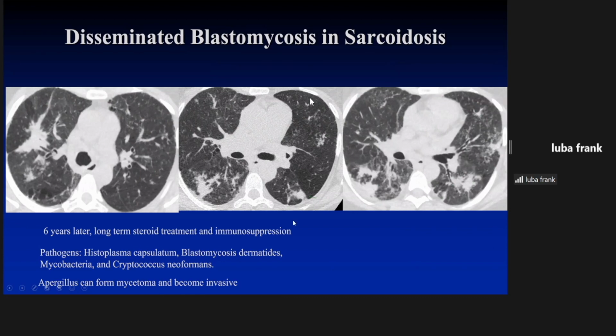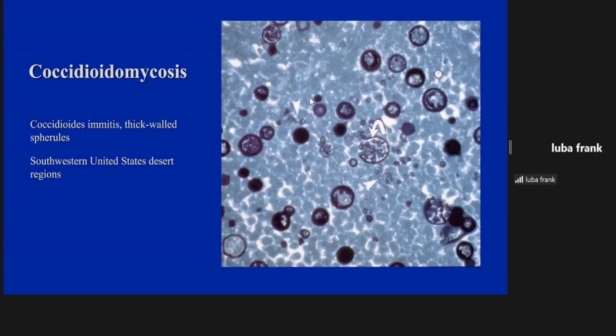If we did not know that this is sarcoidosis, we would think about histo, we'd think about blasto, we'd think about MAC, we'd think about cryptococcus as well. And never to forget aspergillosis and formation of mycetomas. So, going to the next fungal infection, coccidioidomycosis.